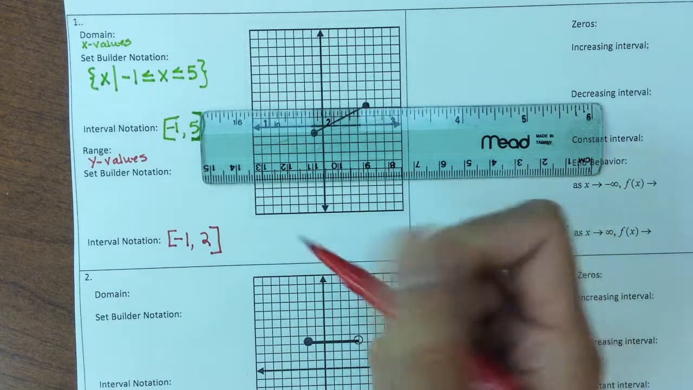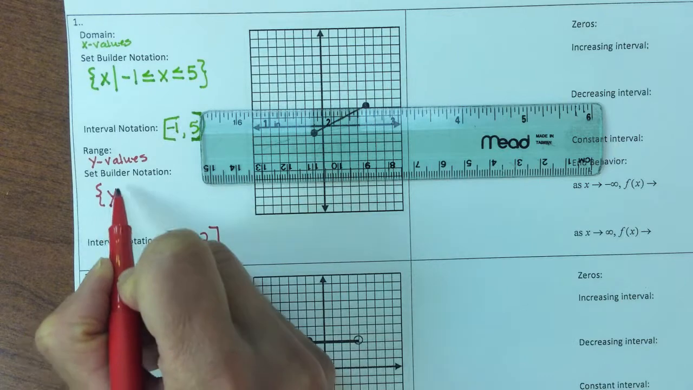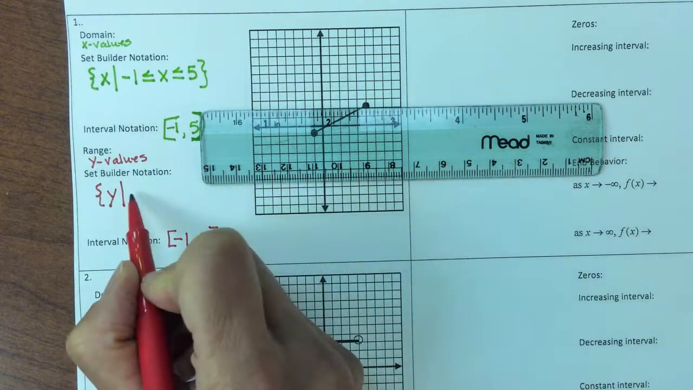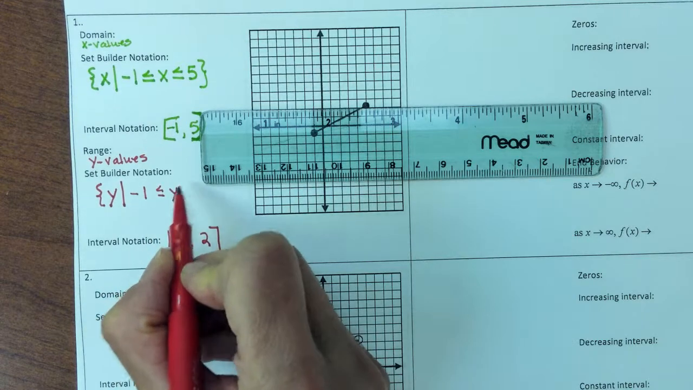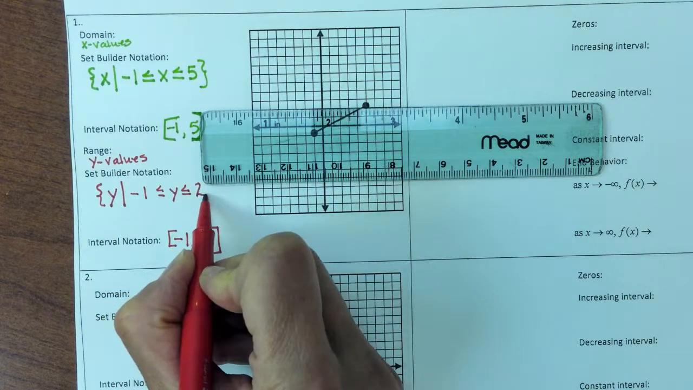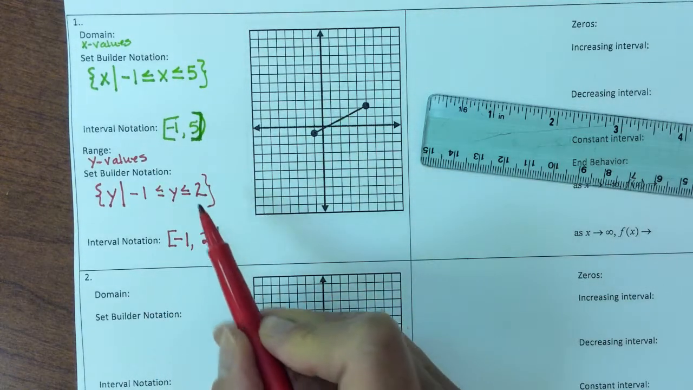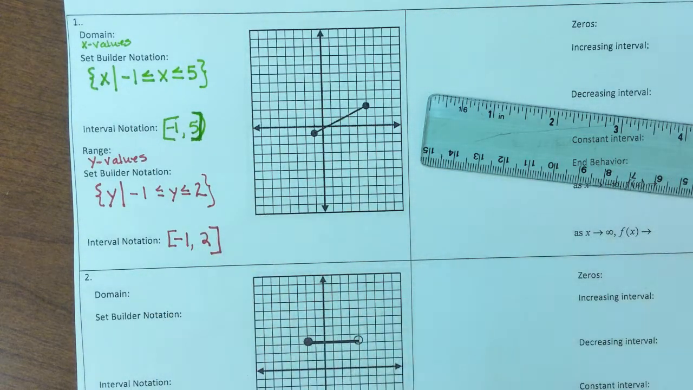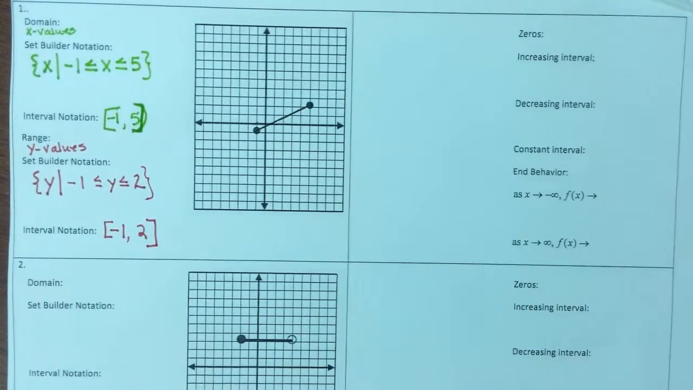So set builder notation would be the set of y such that y is between -1 and 2. Okay, so these both mean the same thing. It's just a different way of saying it. So let's look at some other vocabulary over here.